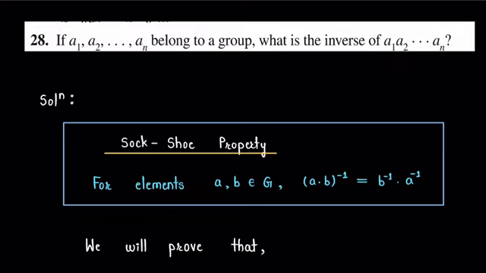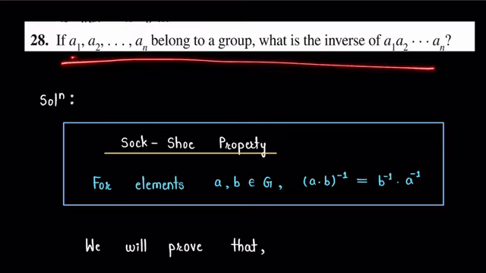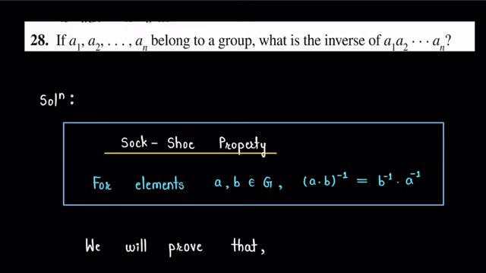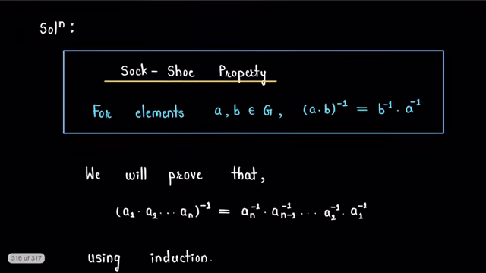Now observe that this result is the generalization of the socks-shoes property in a group. So to find the solution of this question, or to prove this result, firstly we need to recall the socks-shoes property in a group. So we will start our solution. Thus the socks-shoes property in group G is, for any two elements, say a and b in group G, we have (a dot b) inverse is equal to b inverse dot a inverse, where this dot is the binary operation in the group.